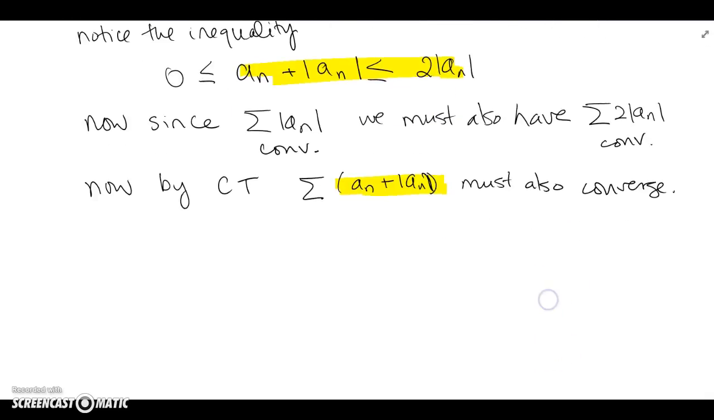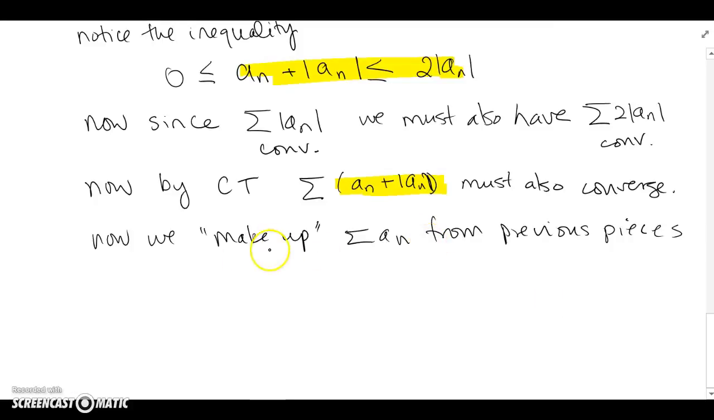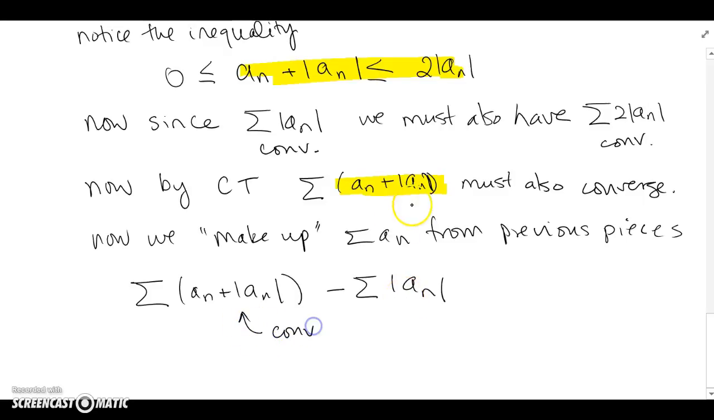Now we're going to make up our a sub n from the previous pieces and show that it also has to converge. I'm going to come up with this series that I know from here by the comparison test was converging. We also know that this was converging because it was a given fact, because the series was absolutely convergent, this had to be true and be convergent. Now what happens when I look at it like this? I have two series that were both convergent, so when I look at them in this form using the properties of series, this also converges.